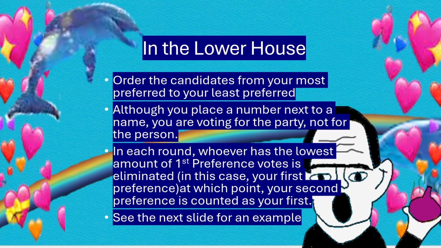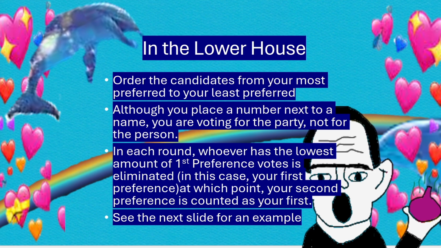Anyway, to vote in the lower house, I'll have an example later, you need to order the candidates from your most preferred to your least preferred. So generally, 1 to 8 is the norm. You will place a number next to a name, so it'll have the name, then the party. Again, there'll be an example on the next slide. You are voting for the party, not for the candidate.